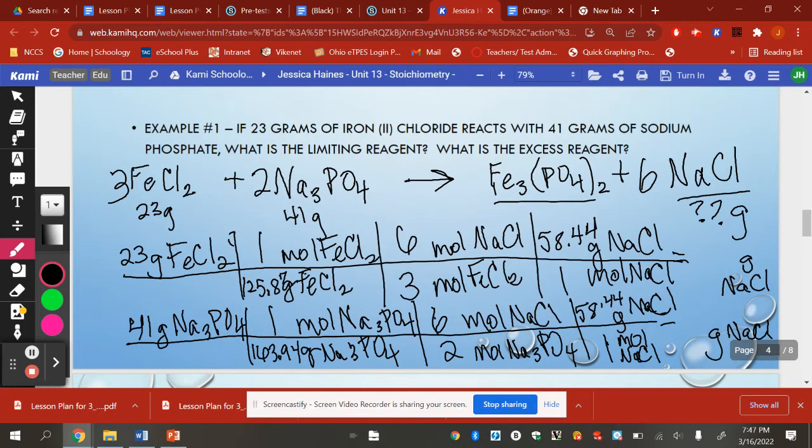I think they're lying. 57.95 is what it says, but I'm sticking with 58.44. 23 plus 35.45. 23 plus 35.45 is 58.45, but I think this is 22.99. Okay. Anyways, my thought process. Okay, so rounding to the correct number of sig figs.